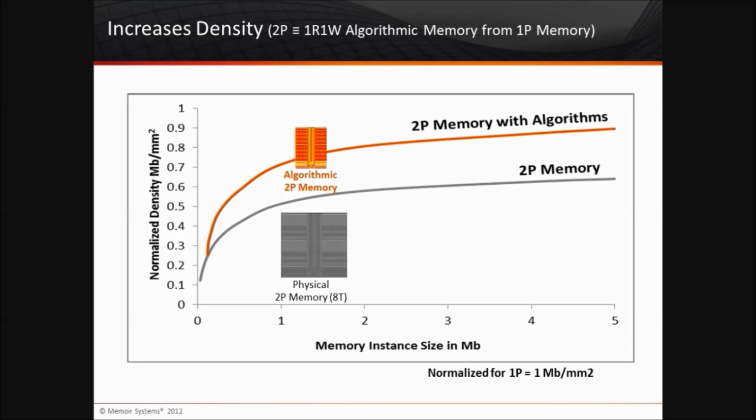So, it's important to note here that the algorithmic approach is not a panacea. You do not want to use it for every memory out there on an SoC. If the memory is too small, you will not get better area and power. But once you're beyond a certain size, the algorithmic boost gives you a better density.